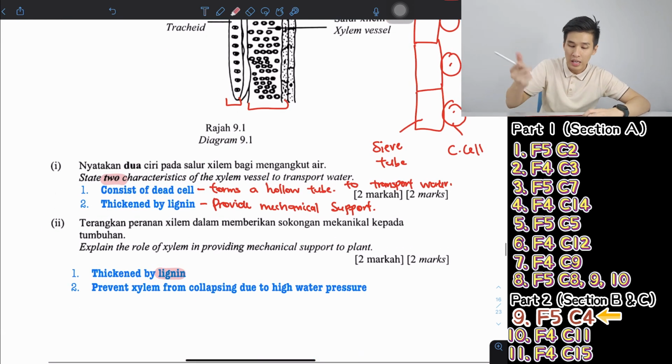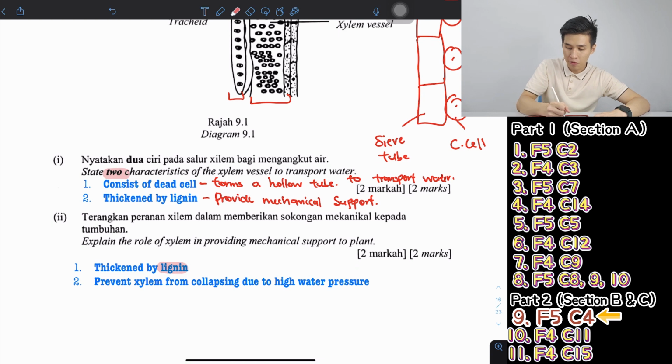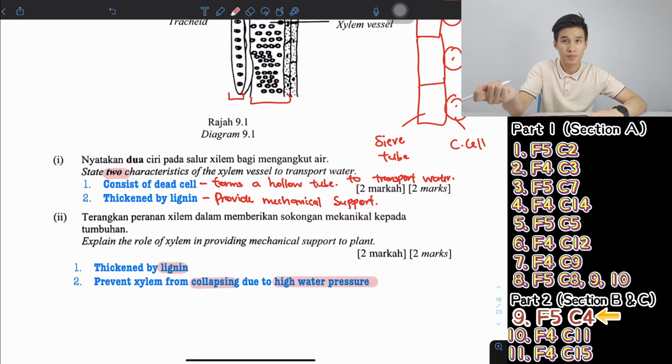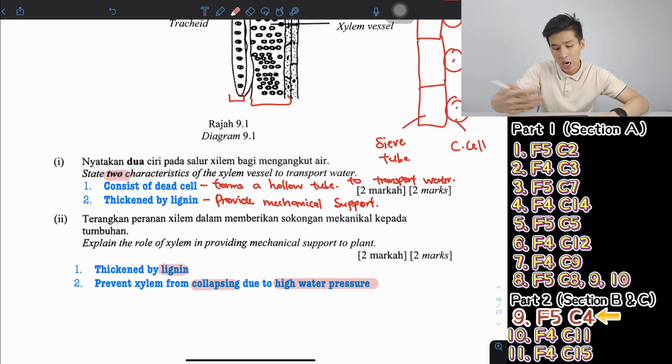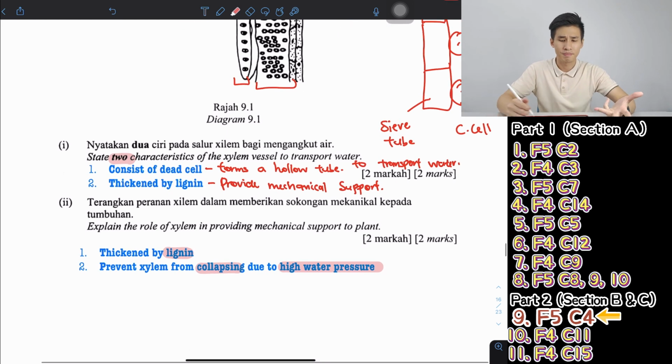So therefore, that's what I have to say here: prevent xylem from collapsing due to high water pressure. Just like the part 1 video I mentioned, if you want to write down the answers, you can pause the video and write them yourself, because some answers are already pre-written here since it's quite long.